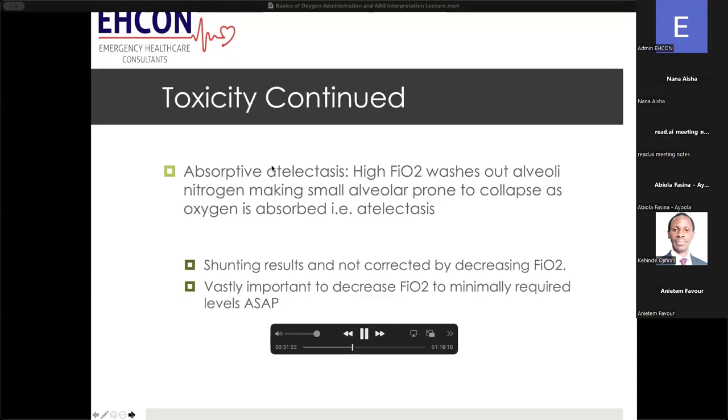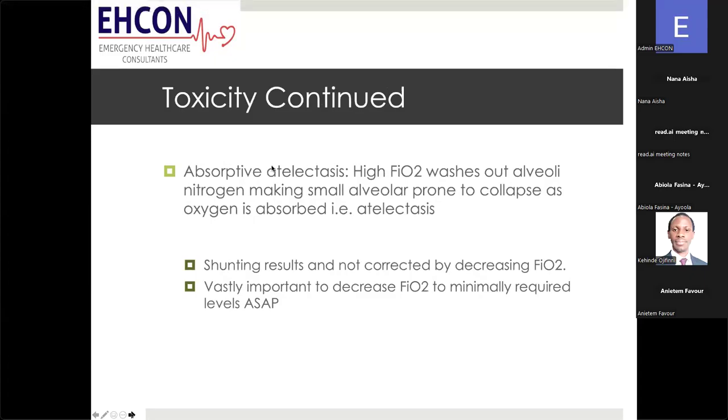Let's continue. Some of the other things that we can see, we see this absorptive atelectasis. So the alveoli, they're at the very end of our respiratory tree where a lot of the gas exchange is happening. And usually there's a bit of nitrogen in them. But when we start to give supplemental oxygen, particularly at high FiO2s, we end up washing that nitrogen out of the alveoli and filling it with oxygen instead. When we do that, the oxygen then eventually diffuses into the tissue. And because there's no gas in the alveoli, they collapse. And this is what we call absorptive atelectasis.